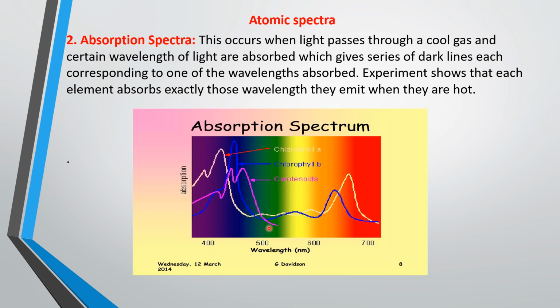Then we have absorption spectra. This occurs when light passes through a cool gas and certain wavelengths of light are absorbed, which gives a series of dark lines, each corresponding to one of the wavelengths absorbed. Experiment shows that each element absorbs exactly those wavelengths they emit when they are hot. So this is an absorption spectrum of chlorophyll A, chlorophyll B, and carotenoids.